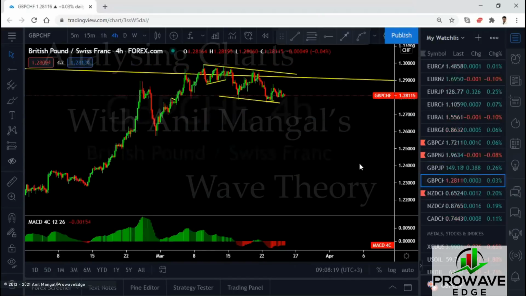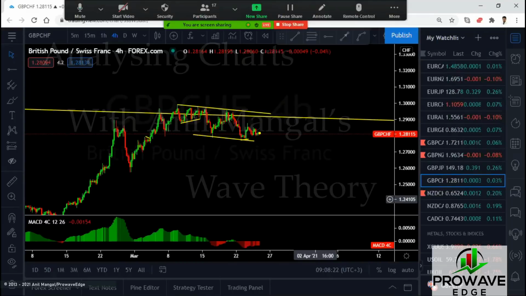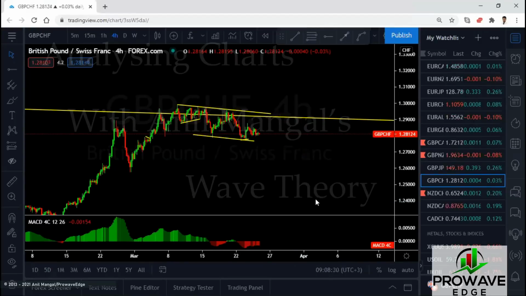Pound Swiss, just going sideways, right? We're going sideways. We probably still do this for a while, and then upside. So you don't have any good trade setup in that.